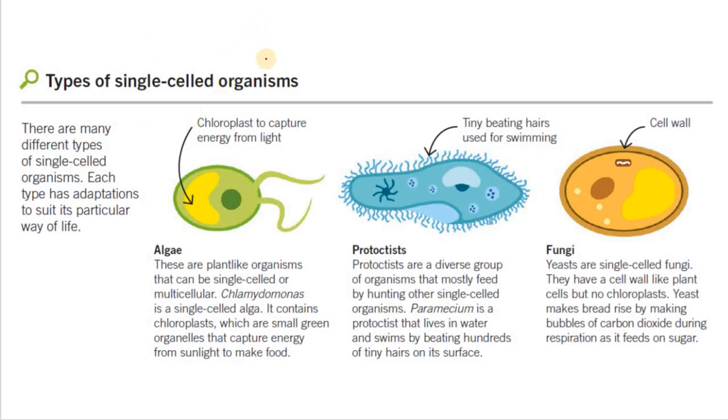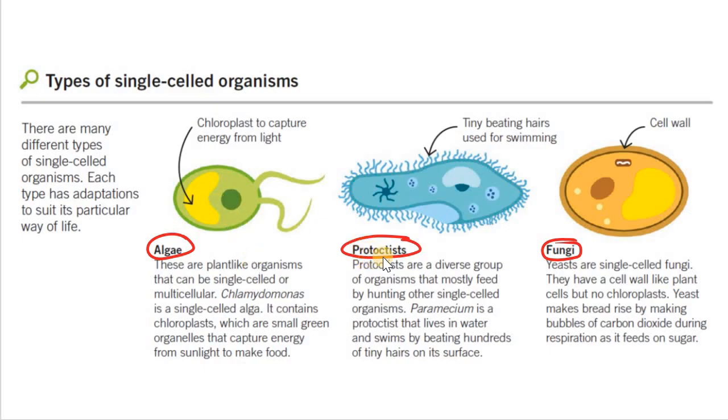Say for example, here you have got three examples. One is algae, next is Protoctists, and then fungi. Well, first you see algae. Here they are basically plant-like organisms that can be single-celled or even multicellular. Here you can see a single-celled algae, Chlamydomonas. It contains chloroplasts, which are small green organelles that capture energy from sunlight to make food.